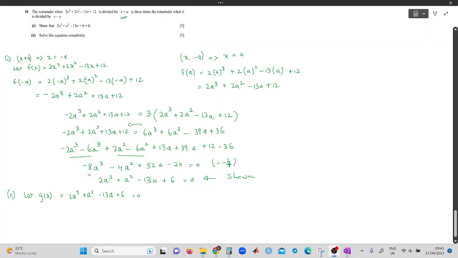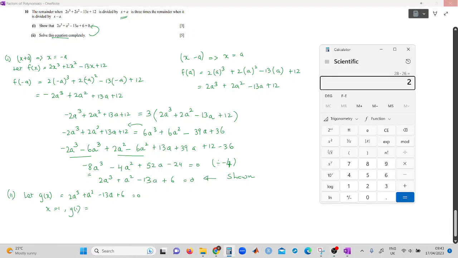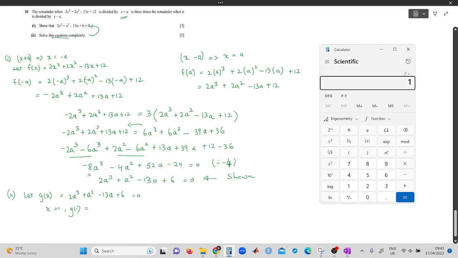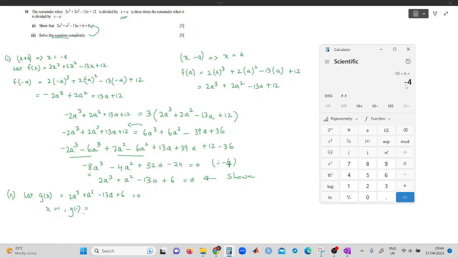Okay, so in this question, they told me to solve this equation completely. It was this equation that they were referring to. So let's take the values. When x equals 1, what will be g of 1? Let's calculate it manually. It will be 2 plus 1 minus 13 plus 6. So it will be minus 4.